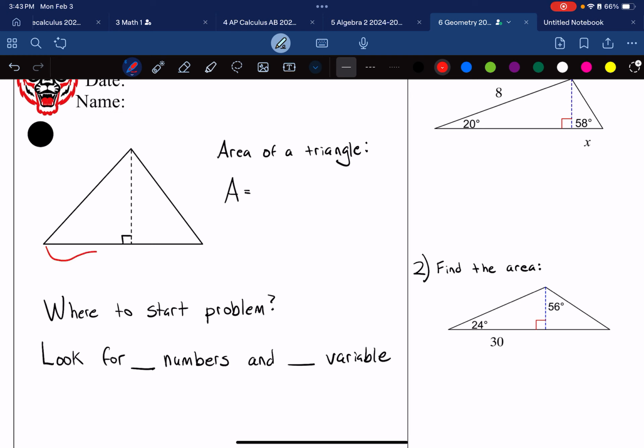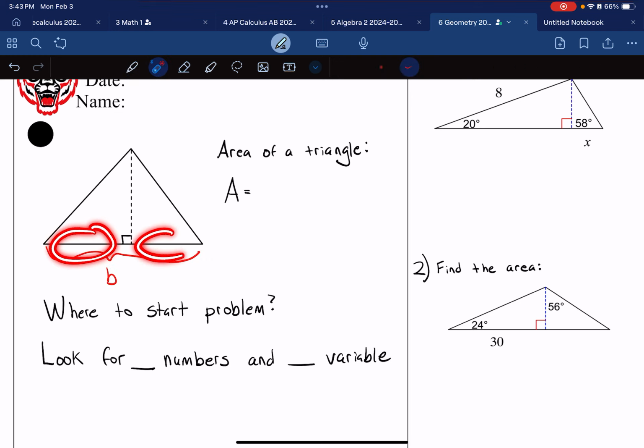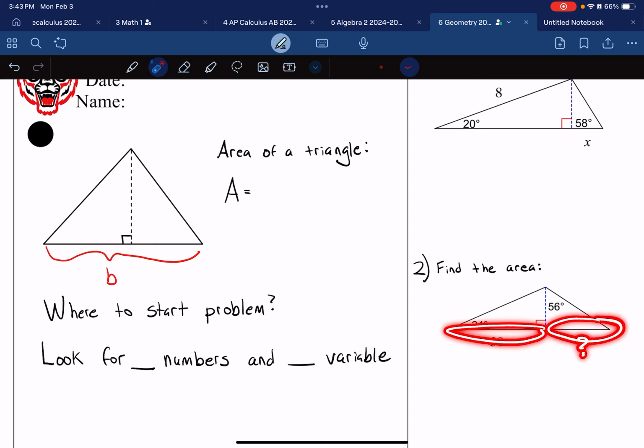So this length right here is the base. And remember that you need both this segment and this segment. So for example, in example number 2, where it says to find the area, it tells us that this length right here is 30, but we don't know this length right here. So you need to find the remaining part of the base.